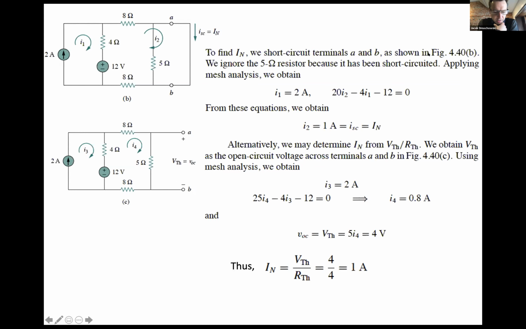Okay, so I'm just going to pause here for a second, and if there's anybody that has questions about this problem, please let me know. Professor, are we ignoring the 5 ohm resistor? In panel B, yes, not in panel C. And the reason that we can ignore it in panel B is because it's in parallel with a short.